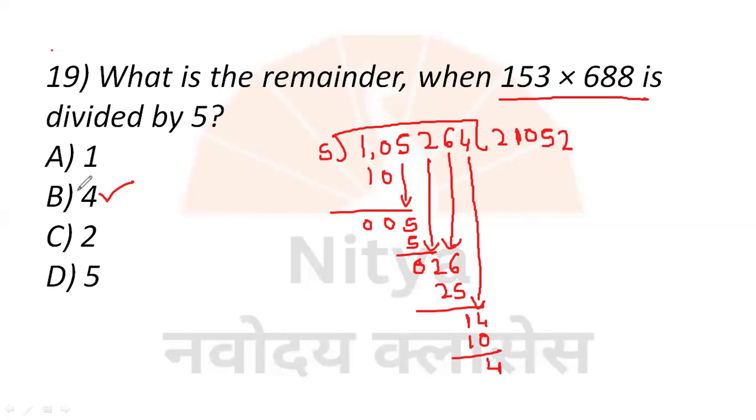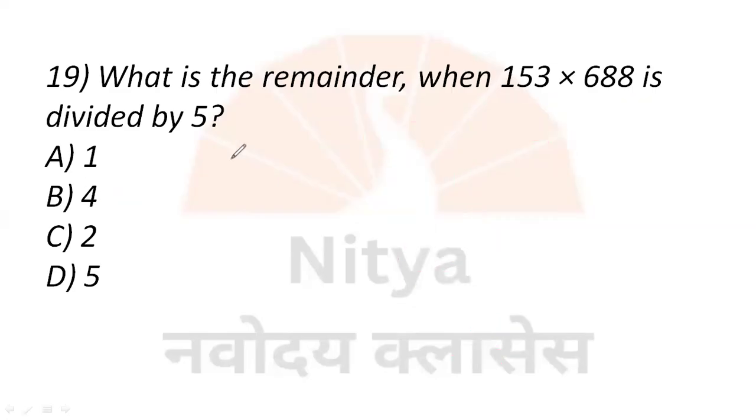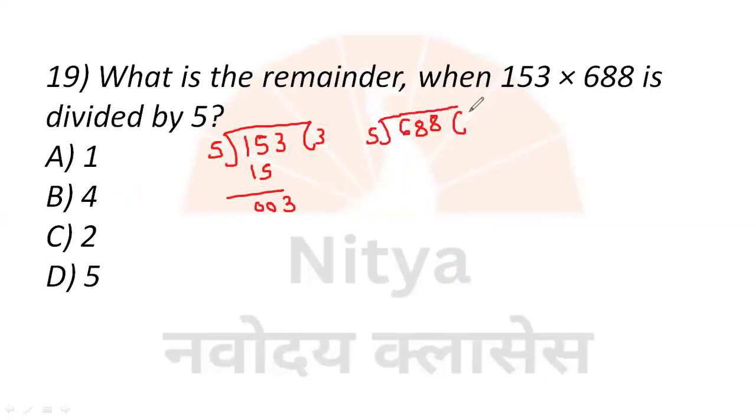Okay, this is the one method. Another method is you have to divide 153 by 5. 5 threes are 15, so the remainder is 3 here. Second, you have to divide 688 by 5. 5 ones are 5, and bring down 8. 5 threes are 15. Remainder is 3, and bring down 8. So 5 sevens are 35. So the remainder is 3.